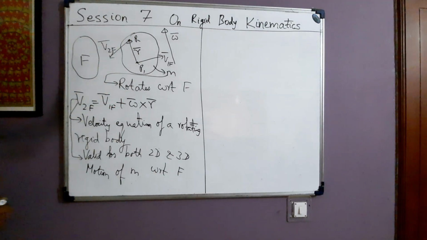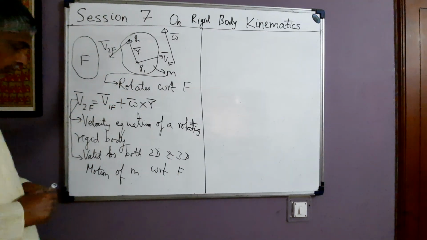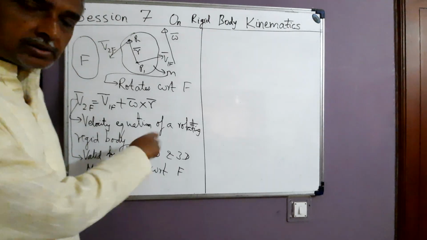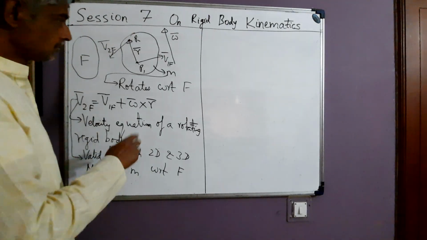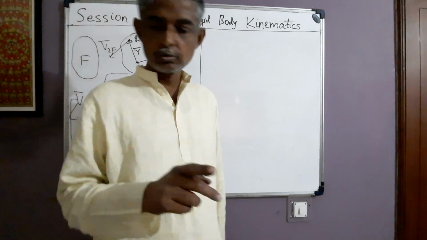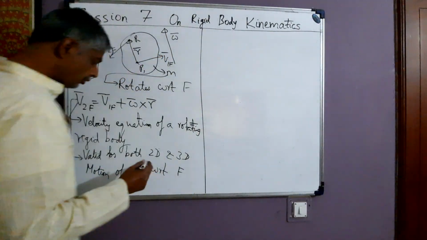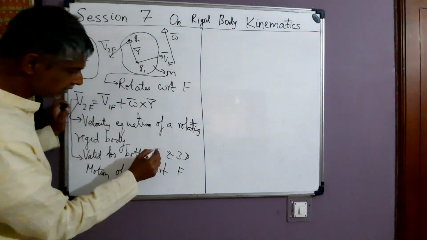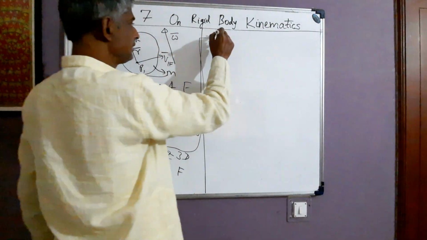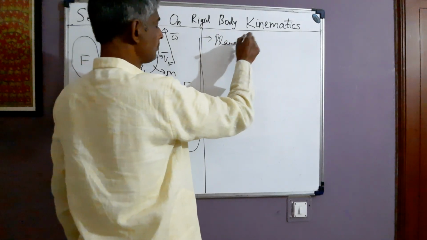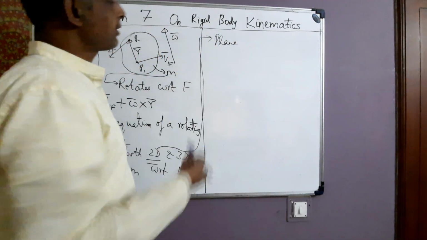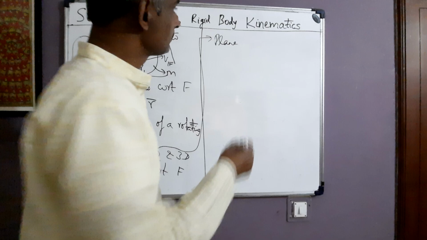It is valid for both 2D and 3D motion of M with respect to F. In both cases it is valid. Is it clear? What is plane motion? 2D motion means plane rotation. Sometimes we call plane rotation just plane motion, okay?